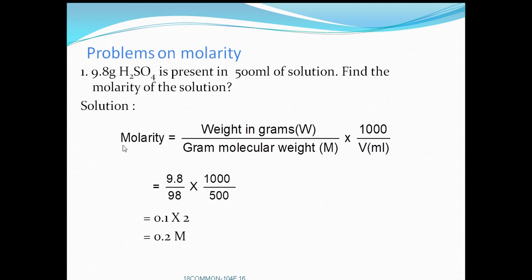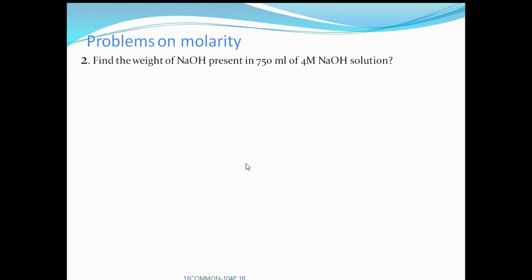So how will we calculate? Simply we have to write capital M equals W by GMW into 1000 by V, and apply all the values. Okay. Next problem. Second problem, note down. Find the weight of sodium hydroxide present in 750 ml of 4M NaOH solution.